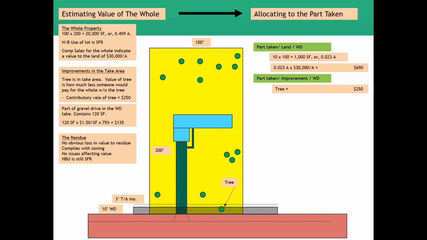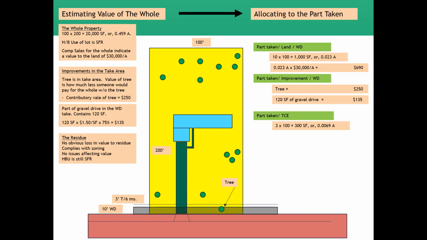We're now going to look at the improvements taken within the WD. There's a tree. We valued that at $250. It's contributory value to the whole. And there's 120 square feet of gravel that is in the WD. And the contributory value of that gravel is $135.